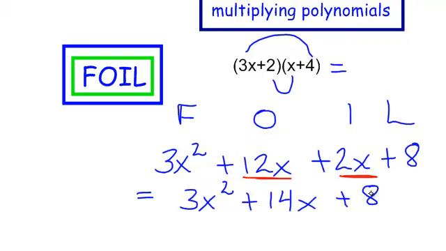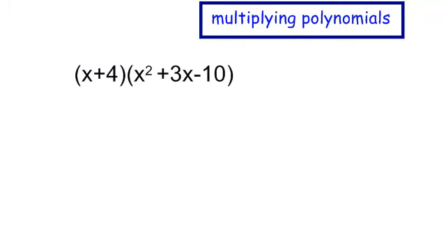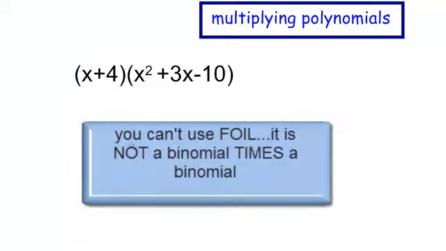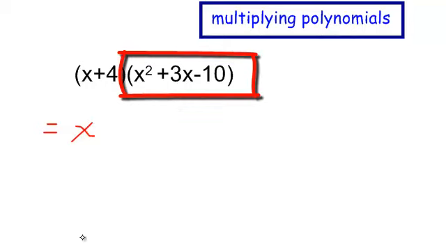Let's try one more problem. Okay, so once again, we are multiplying polynomials. This time I have x plus 4, and there's not a plus or a minus between there. I am multiplying it times x squared plus 3x minus 10. This is not a binomial times a binomial. I don't have a choice to use FOIL. I have to use the distributive property. So everything in the first parentheses has to be multiplied by everything in the second parentheses.